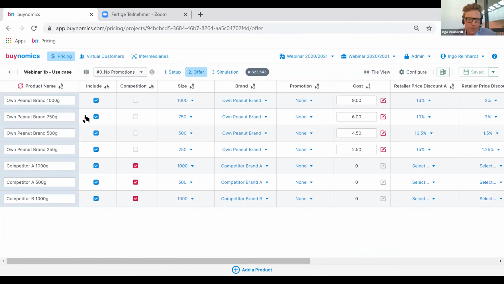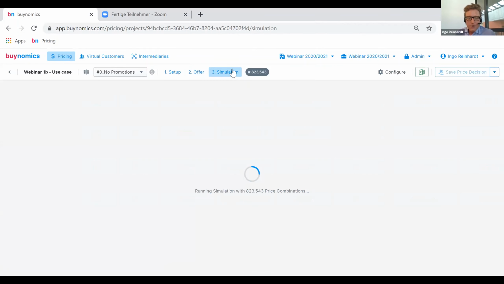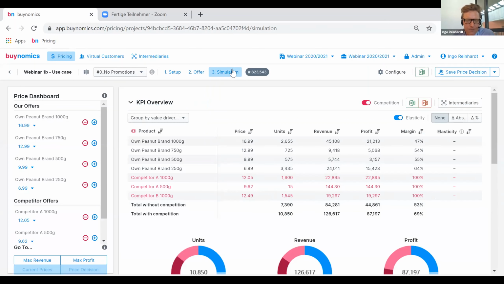So here we have a product, we're selling peanut butter in different sizes. We have different competitors with different products. So we have a market with 7 products, something like a consumer goods scenario. And essentially, very much like in the toy example with the apple and pear, we have the same opportunity.